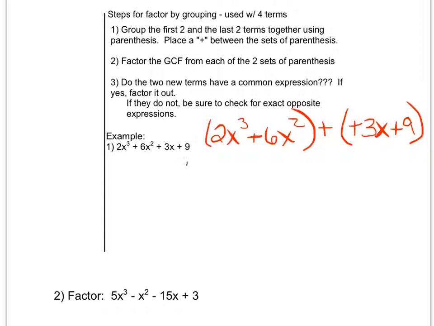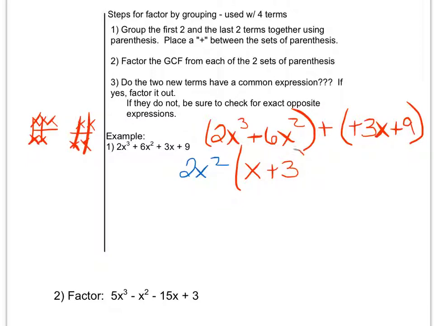So I see from my first set, both of those terms can be divided by 2x squared. Doing that, 2x cubed divided by 2x squared, my 2's cancel, x cubed divided by x squared, 2 of the x's cancel, leaving me with just an x. 6x squared divided by 2x squared, well, 6 divided by 2 is 3. X squared divided by x squared, I do notice that both of the x's cancel. Closing that parenthesis, and now I'm going to do the same thing with my second set.